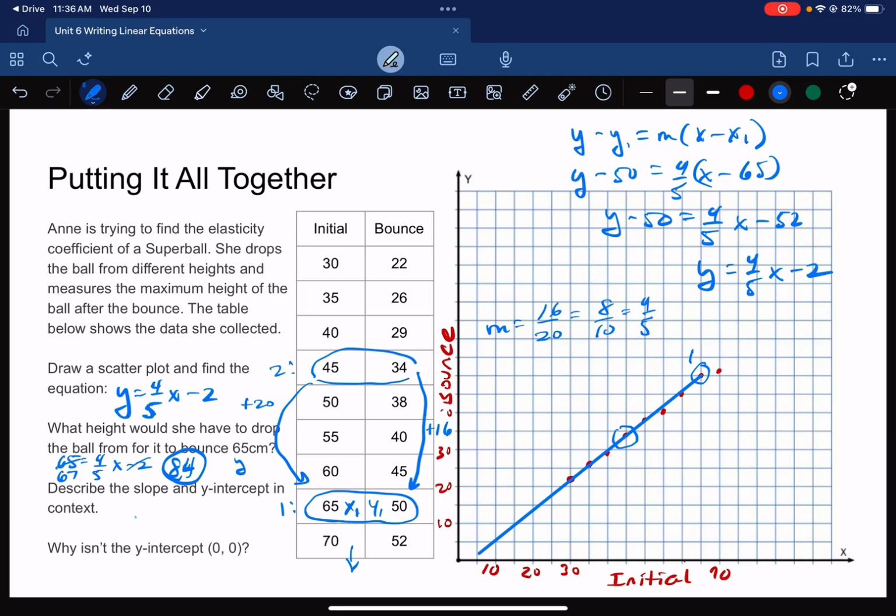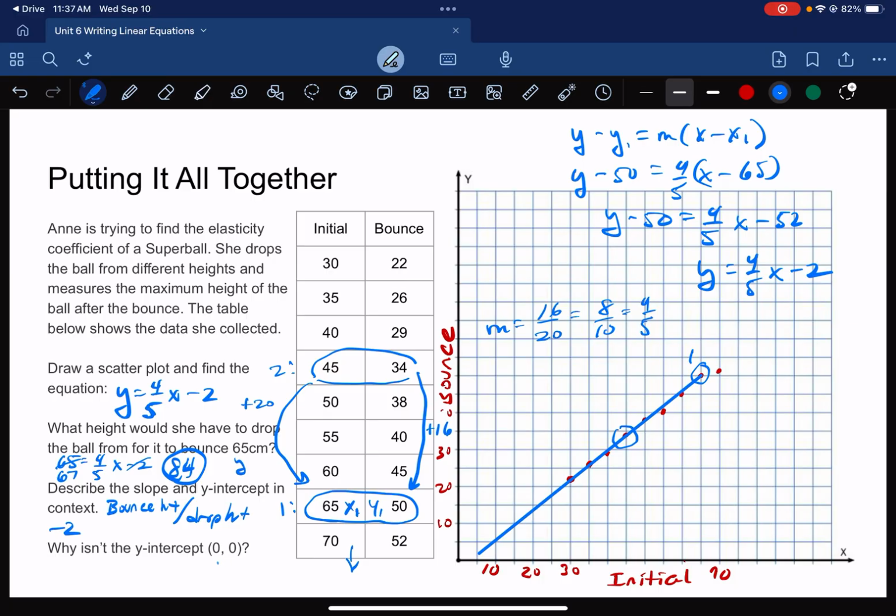Describe the slope and y-intercept in context. Well, the slope is how high it bounces per initial drop height. So it's actually bounce height per drop height. And then the y-intercept is -2, which doesn't make any sense in this problem. It means if you drop it from a height of 0, it's going to bounce to -2.